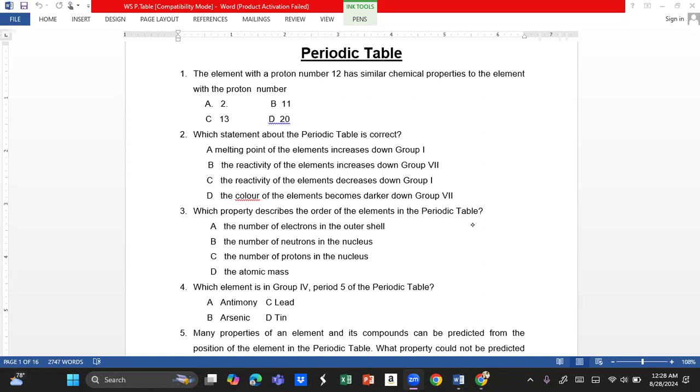Dear students, welcome back. Today we are going to start with periodic table important MCQs. These will help you to understand how to solve MCQs from the topic periodic table of chemistry.